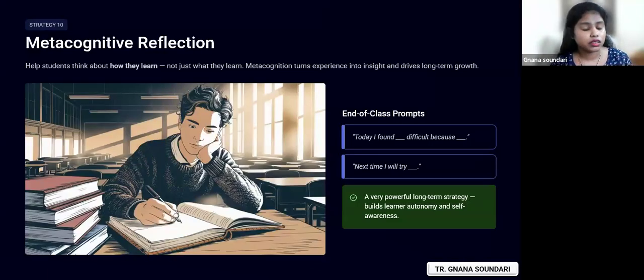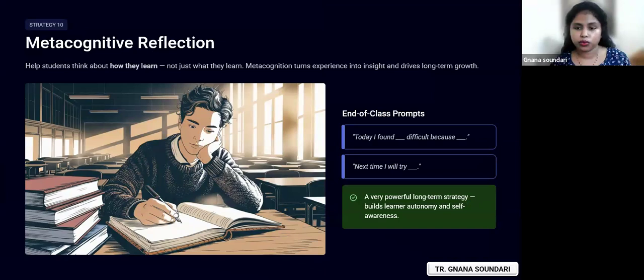And the last, very important strategy that every new teacher can also do is metacognitive reflection. Once you complete the class, please ask a child to write two things at the end of the classroom.